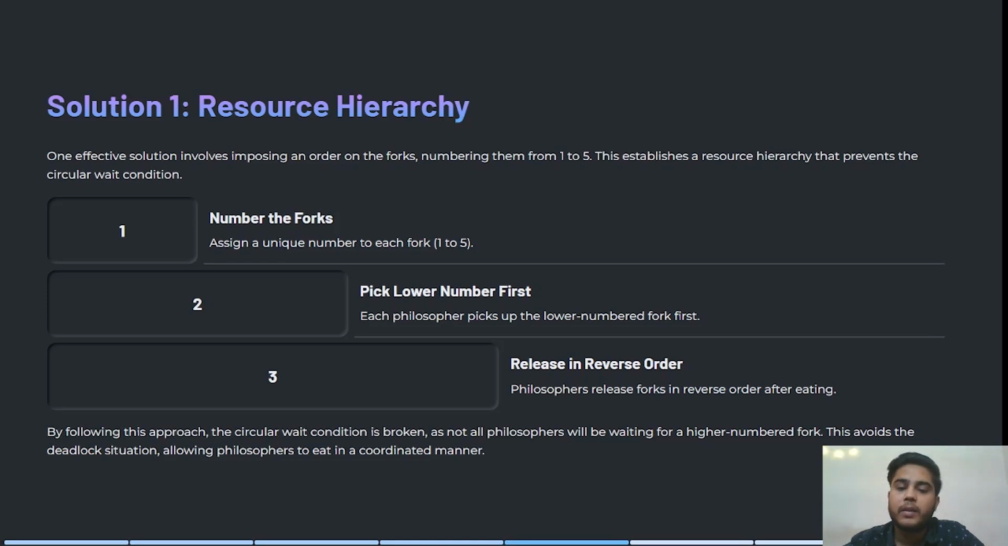Then pick the lower number first. Each philosopher picks up the lower numbered fork first. Third, release in reverse order. Philosophers release forks in reverse order after eating. By following this approach, the circular wait condition is broken, and not all philosophers will be waiting for a higher numbered fork. This avoids the deadlock situation, allowing philosophers to eat in a coordinated manner.